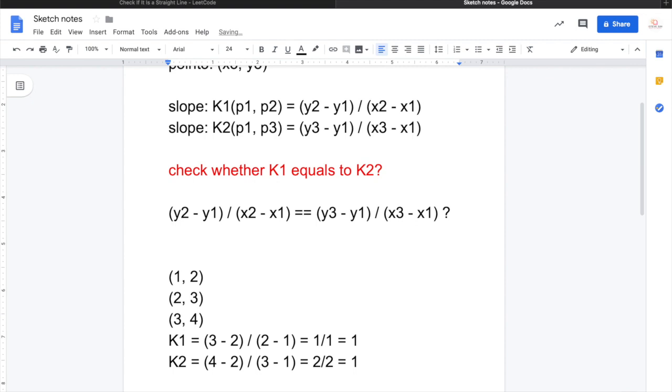So we can quickly turn that into multiplication to avoid the possibility of having a denominator being zero. So what we'll do is use this numerator y1 times this denominator, and put it here. And then put this denominator here and times this.